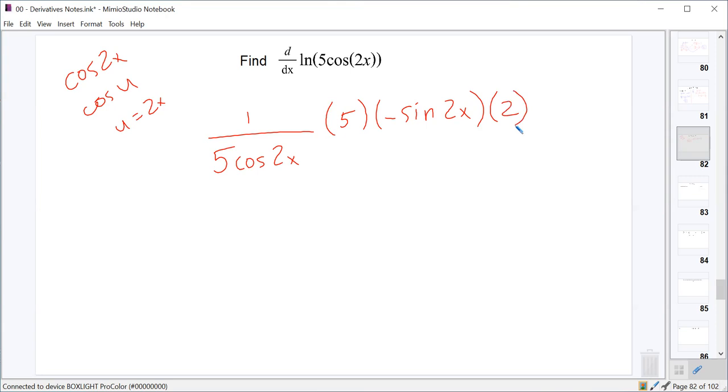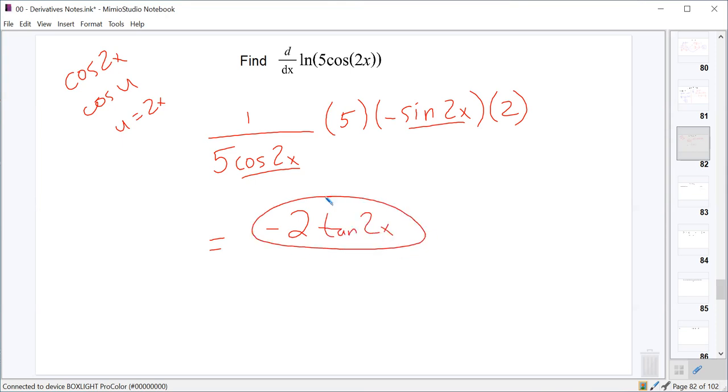So we end up with 5s that cancel, but we still have a negative 2. And then sine 2x over cosine 2x would be tangent 2x. So negative 2 tangent 2x would be the derivative of the natural log of 5 cosine 2x.